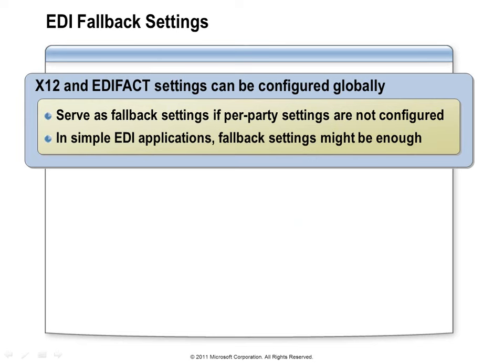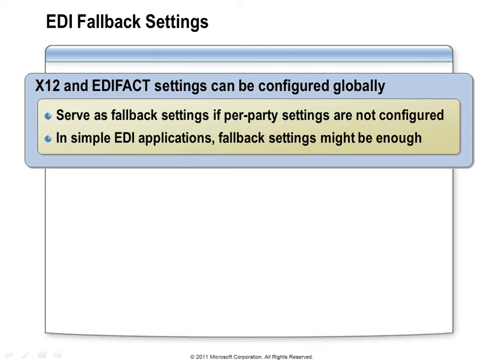Now, if you don't specify settings for a particular party or their profile, you can also have what are called global or fallback settings, where you can identify that if particular settings aren't specified, this is what should be used. And this sometimes is just enough. If you just have a very simple installation with not very many involved parties, maybe just your organization and one other, or your department and another, then this might be enough.